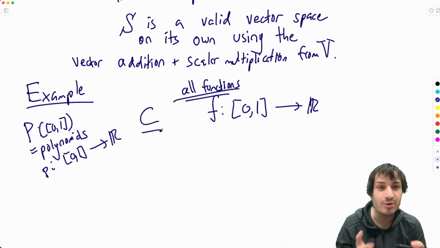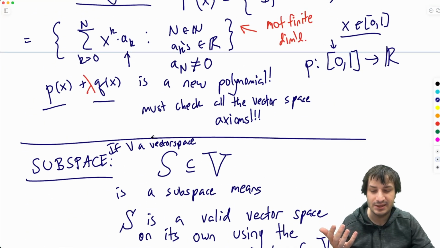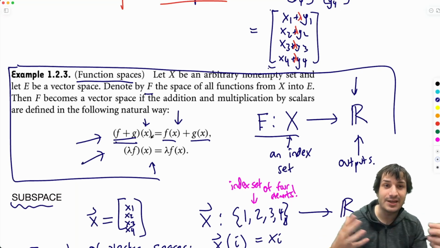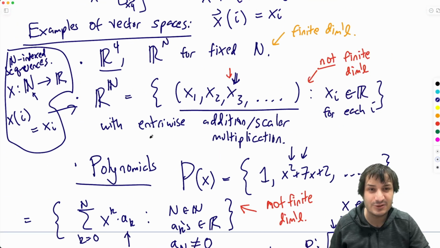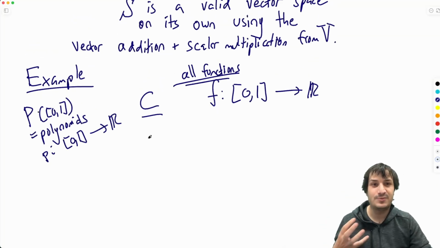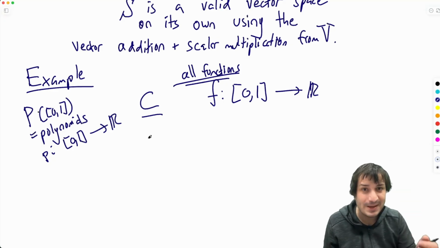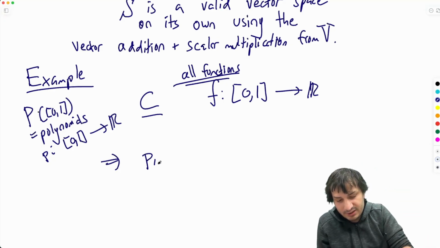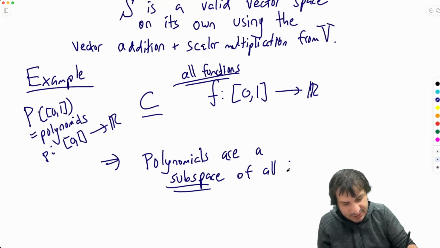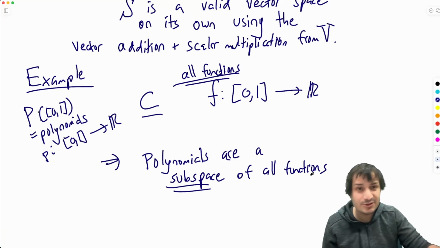And the functions on their own are a valid vector space. That was the function space we defined in example 1.2.3, right? You can add them together and scalar multiply them. Totally valid vector space. And the polynomials, as we saw before, are also a totally valid vector space with the same scalar multiplication and addition. And so the polynomials are a subspace. Therefore, polynomials are a subspace of all possible functions. So it's a vector subspace.